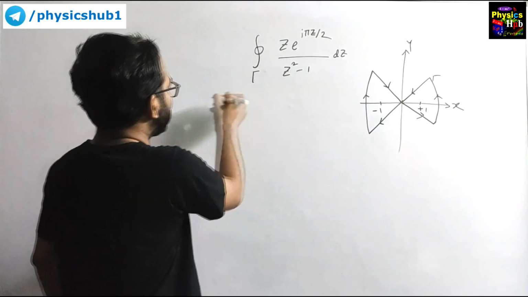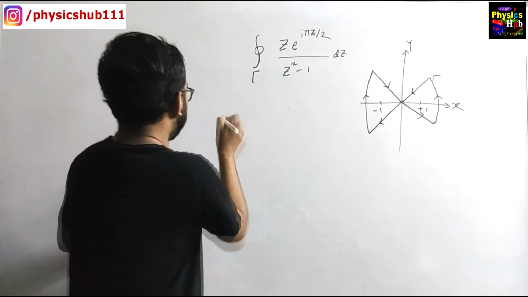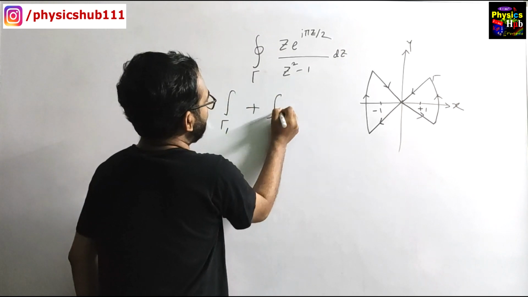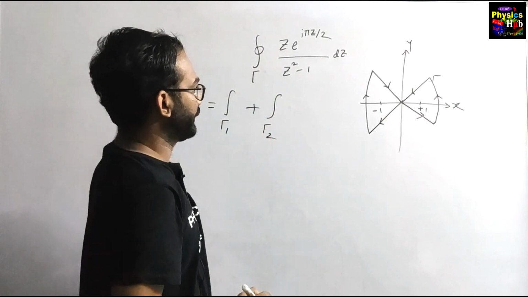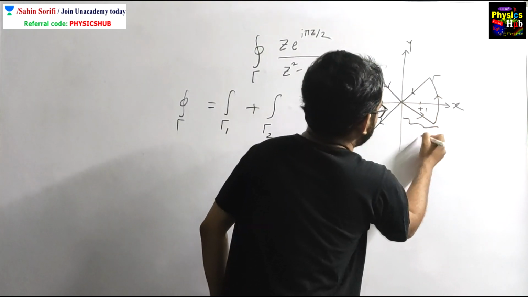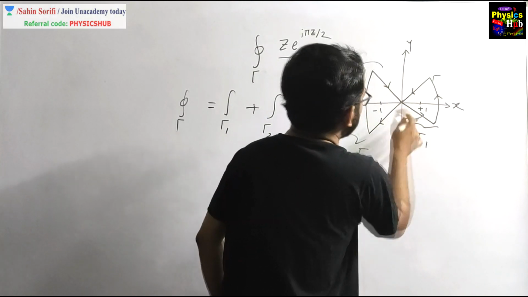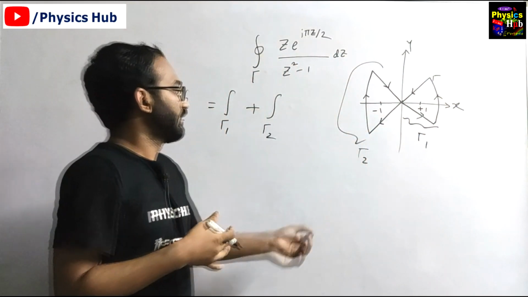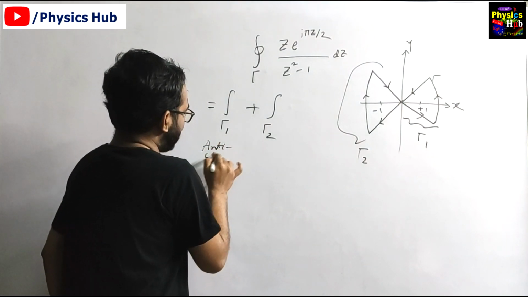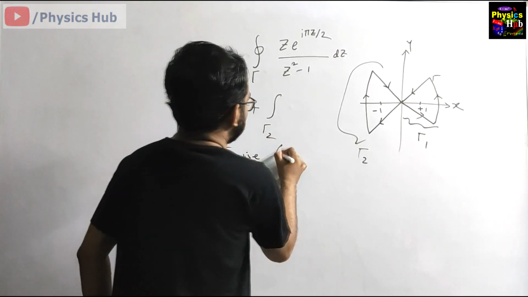So we are just dividing the total contour tau as the sum of tau 1 plus tau 2. We call this left portion tau 1 and this right portion tau 2, and the total is given by tau. For tau 1 it is anti-clockwise, and for tau 2 it is clockwise.